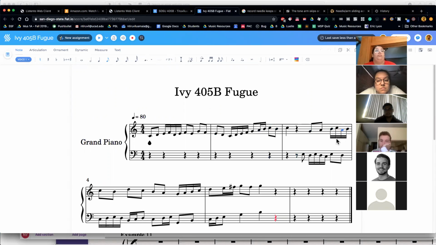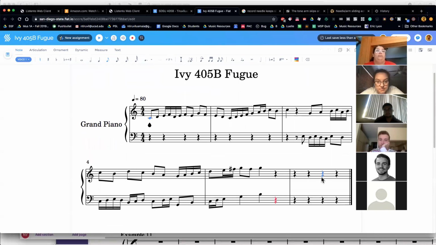Okay, so what I see is a cool subject. However, you have to repeat the answer in the other voice. You have to have voice exchange. Okay, that's what I was confused about. So the answer's in the other voice, but then, what is this thing called again? Are you talking about a real answer versus a tonal answer?